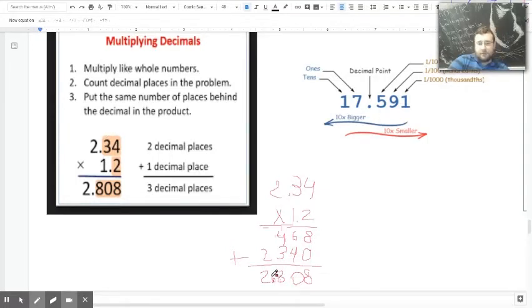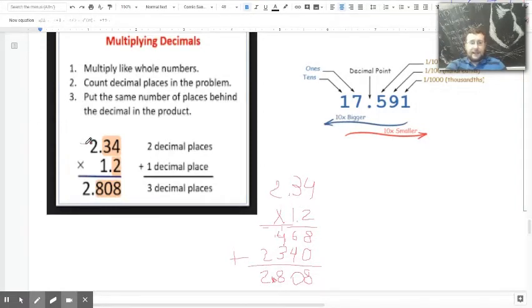So it's going to be 2.808. Now, the only difference for 7th grade, this is already something that you should have learned before 7th grade, is that you have to think about the signs when you're done with all of this. Now, in this example, you have 2 positive numbers, so of course the answer is going to be positive.